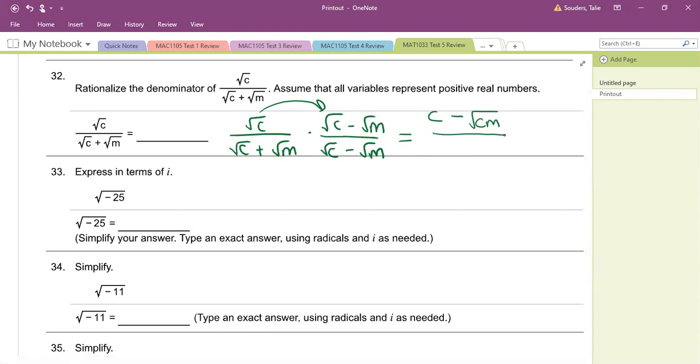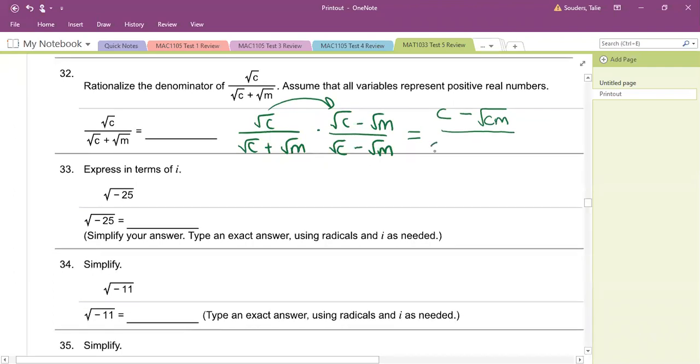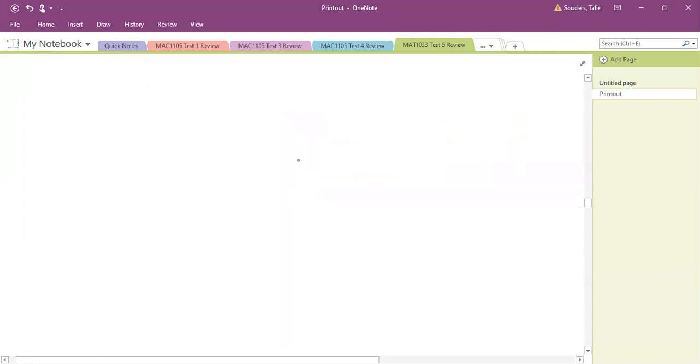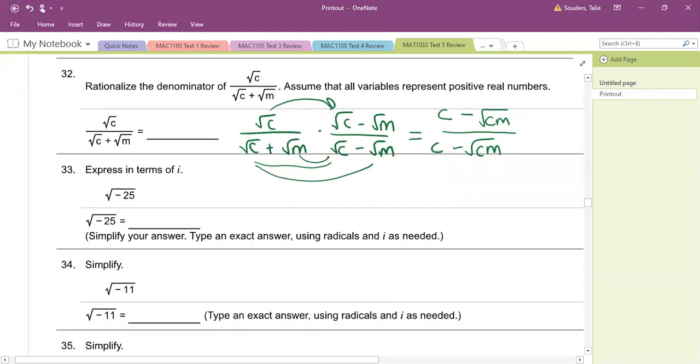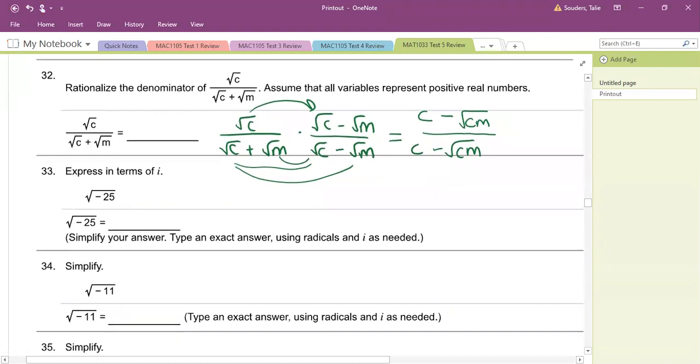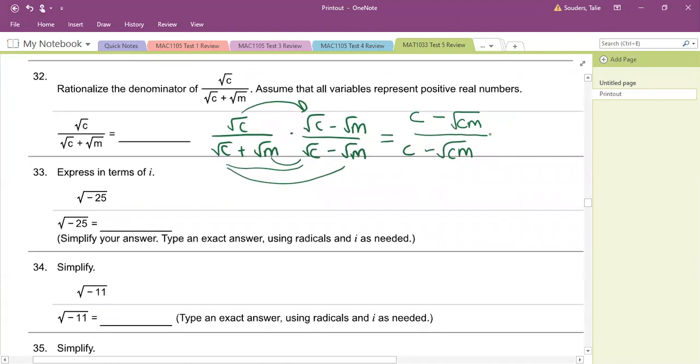So what is the square root of c times square root of c? C. Just C. Good. And then square root of c times negative square root of m. Negative square root of cm, good. And then the inner term, square root of m times the square root of c. Does it matter which way the variable goes? Good question. We'll go ahead and just write it in alphabetical order. So you could write it as MC or CM, because when you're multiplying, the order doesn't matter.